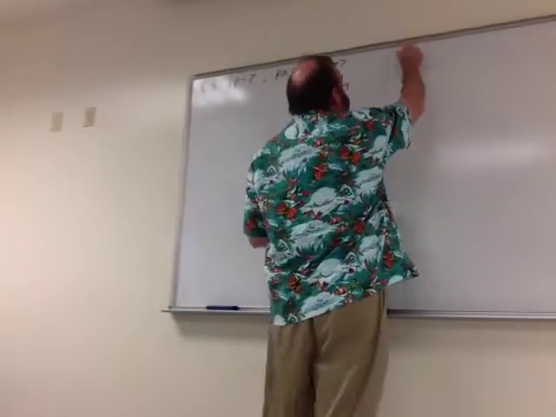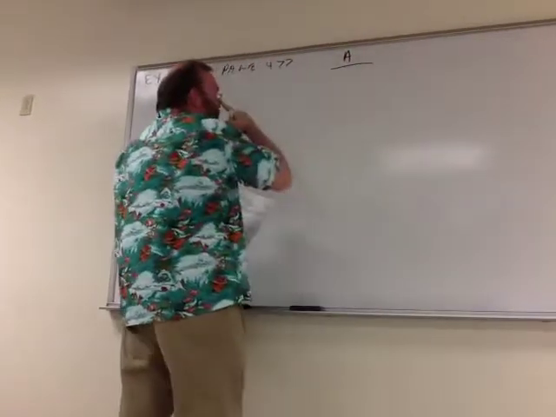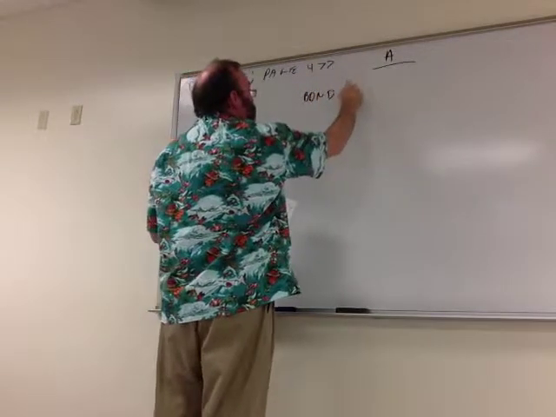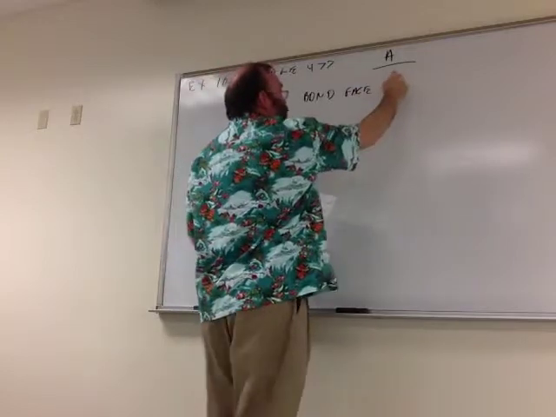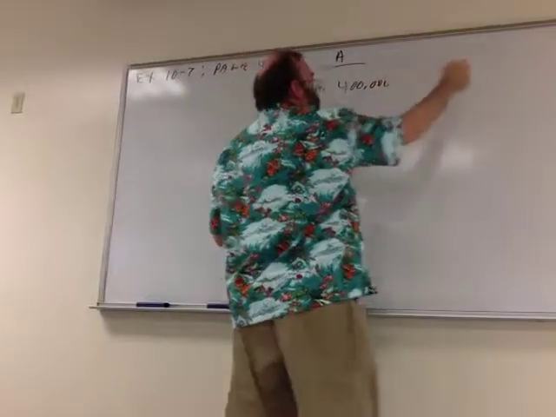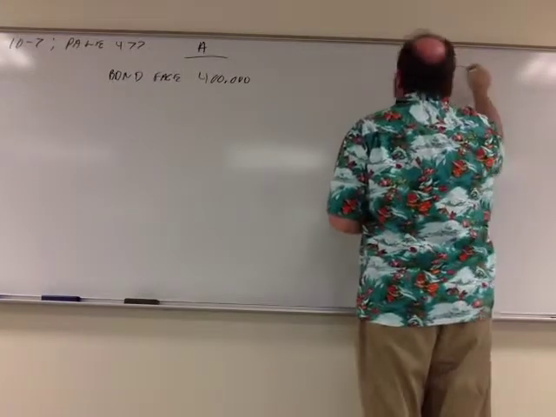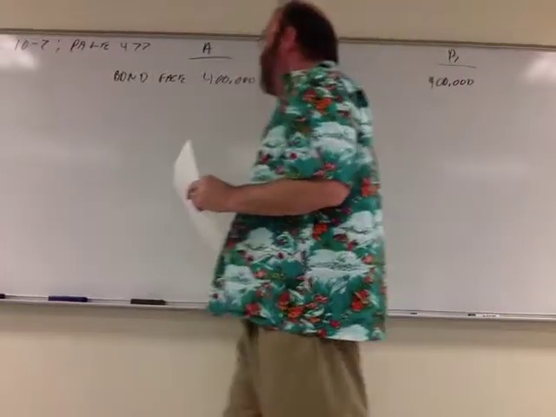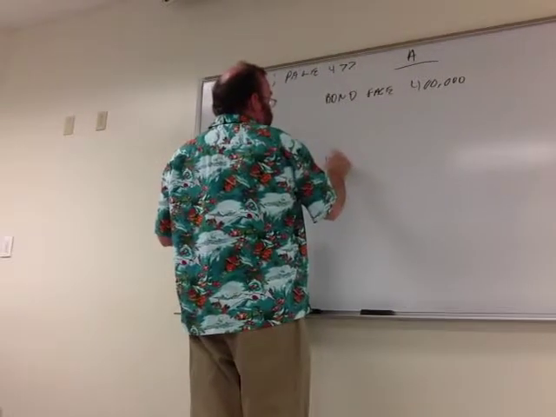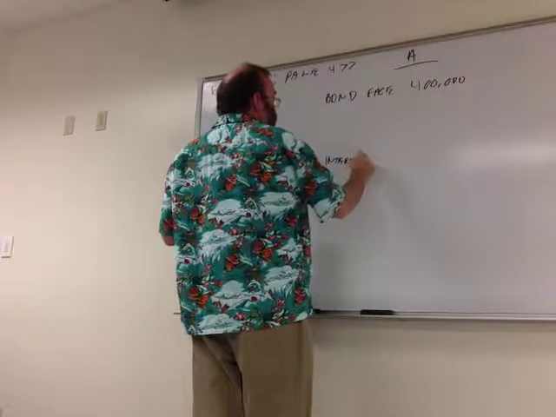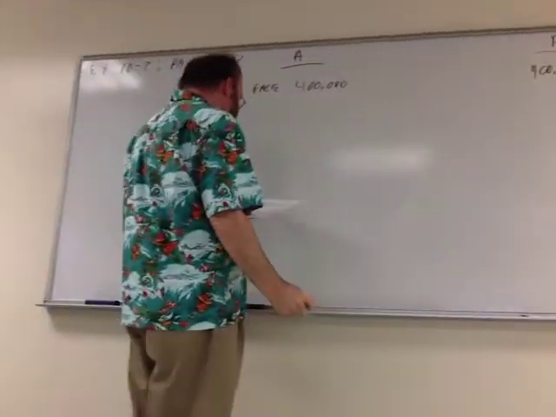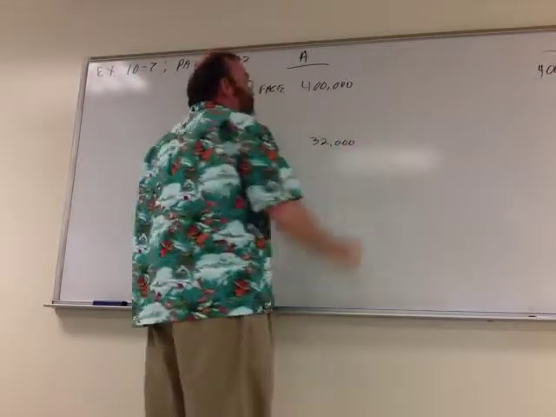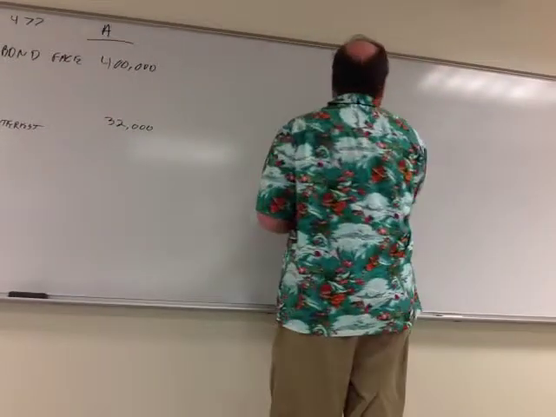So for A, bonds have two cash flows. The bond face value, in both cases, is $400,000. And B, $400,000. And then they both pay interest on a periodic basis. A is paying $32,000 in interest, and B is paying $30,000 in interest.